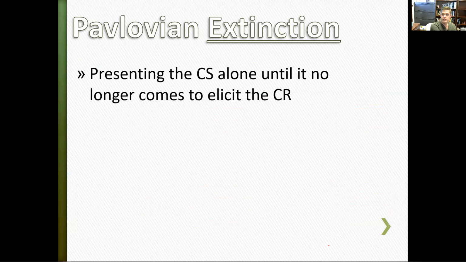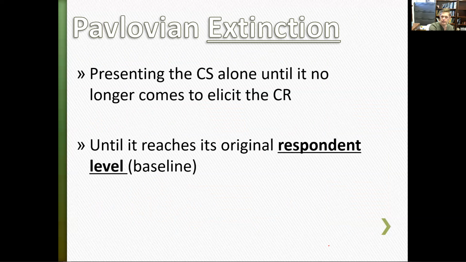So Pavlovian extinction: these learned associations are not permanent. They are constantly changing, and they can be changed based off of the current conditions that are in effect. If you repeatedly present the conditioned stimulus alone until it no longer elicits the conditioned response, you will eventually see declines of that respondent behavior to baseline levels. In other words, the conditioned stimulus will stop eliciting that conditioned response.